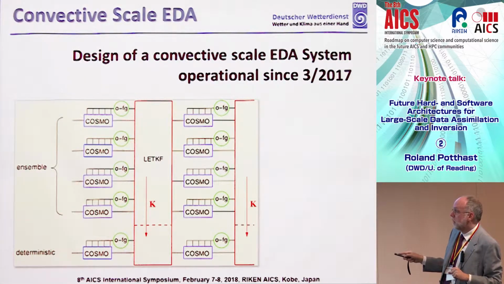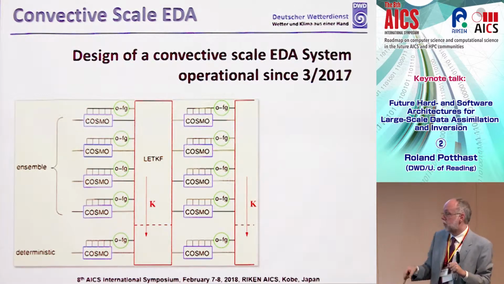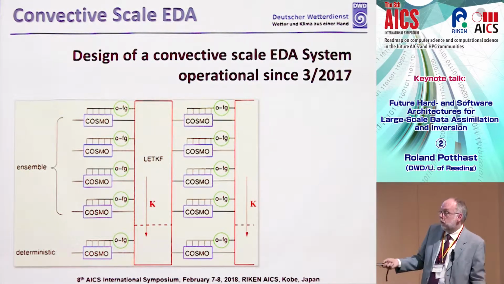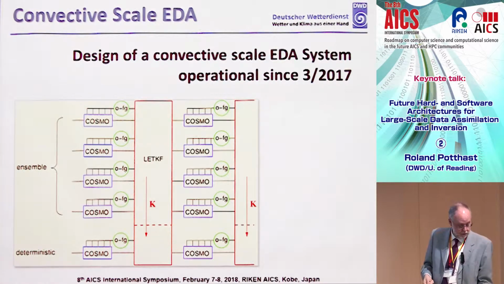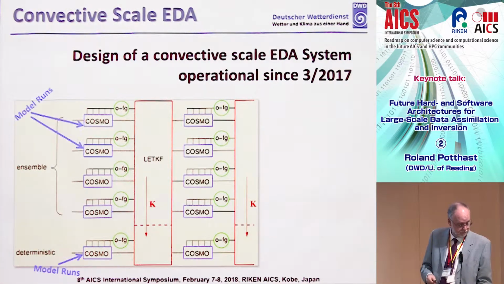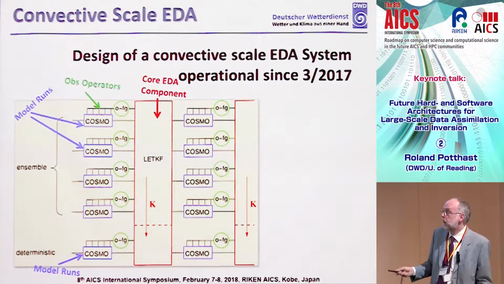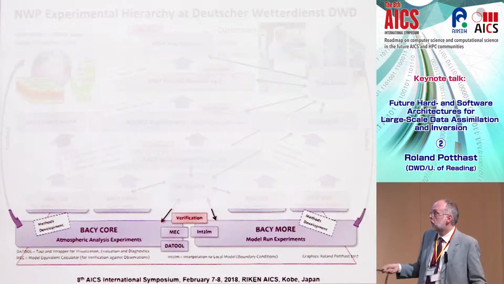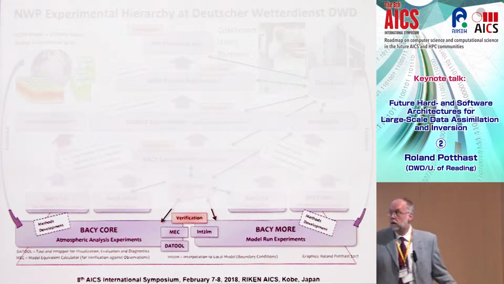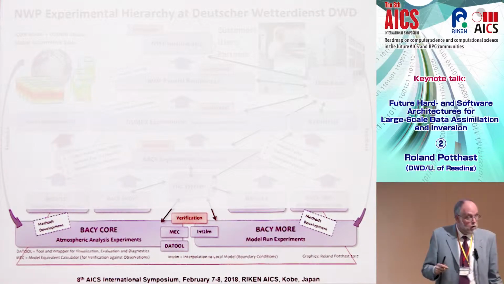It's a 4D LETKF, so it's a COSMO model here. It collects observations during the runs, 1 hourly runs here. Then we have this ensemble type LETKF plus a deterministic part of it. And the Swiss people, by the way, run the deterministic in higher resolution, 1 kilometer resolution over the Alps, and then this one in a 2.2 kilometer resolution in a larger area. So you have the model runs, you have observation operators here, the core EDA components, and then this hybrid ensemble plus deterministic method. One final slide here on the development.